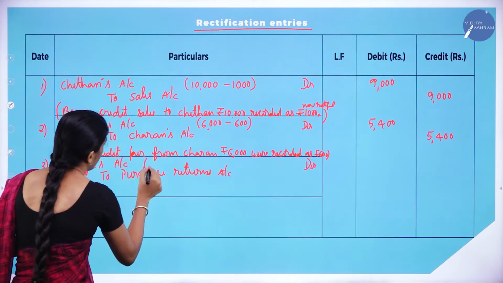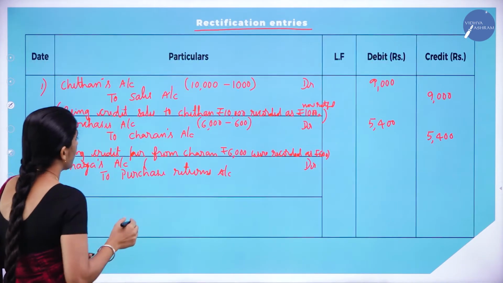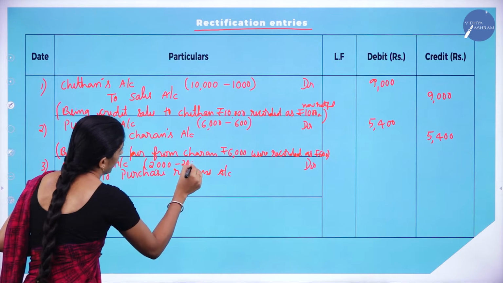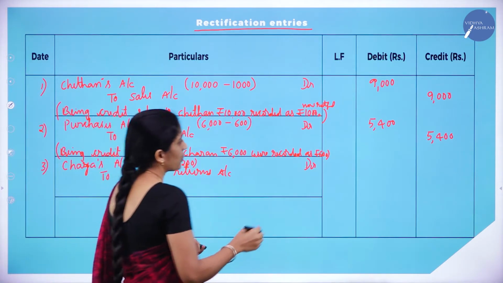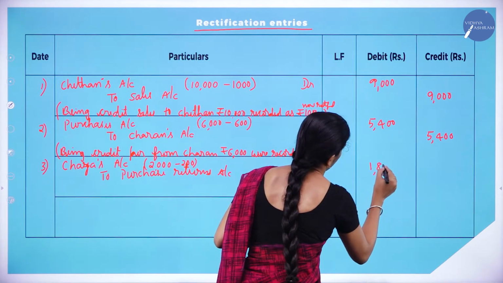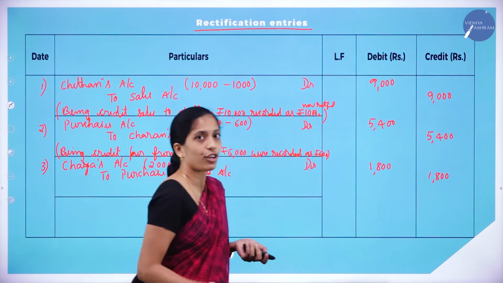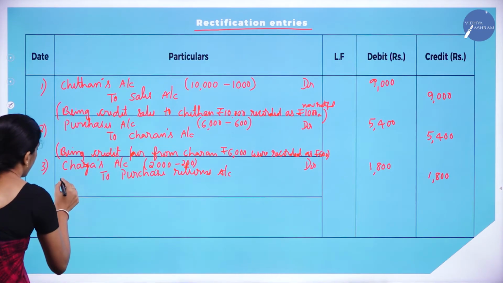And what is the amount? So amount is 2,000 minus 200. 2,000 minus 200. So we'll get 1,800. And narration can be in your own words. So how to write the narration?